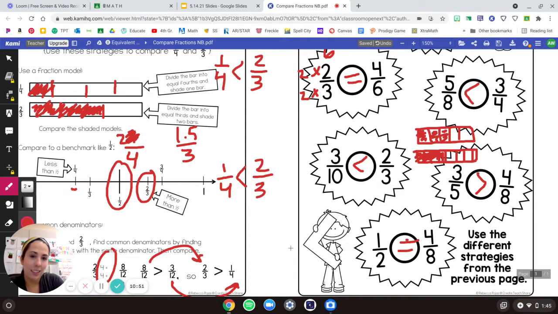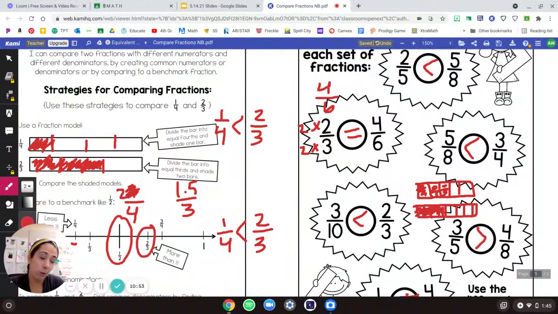All right. So that's all we did for math today. It was a quick, short, dip our toes into the water to get our minds wrapping around comparing fractions. And we will do more next week on this. Take care.